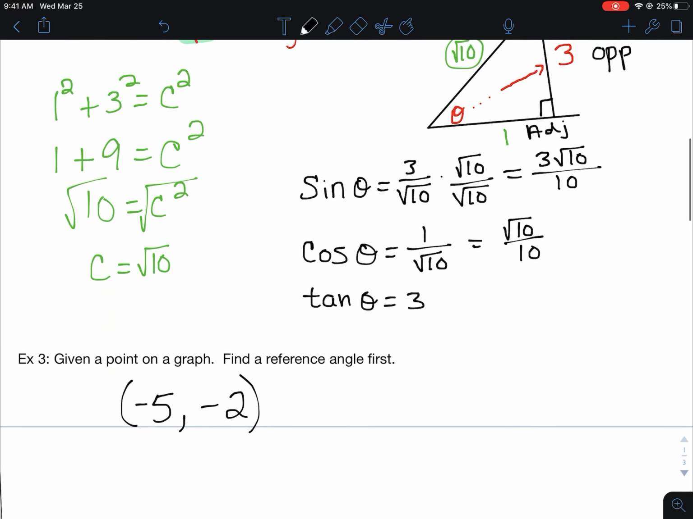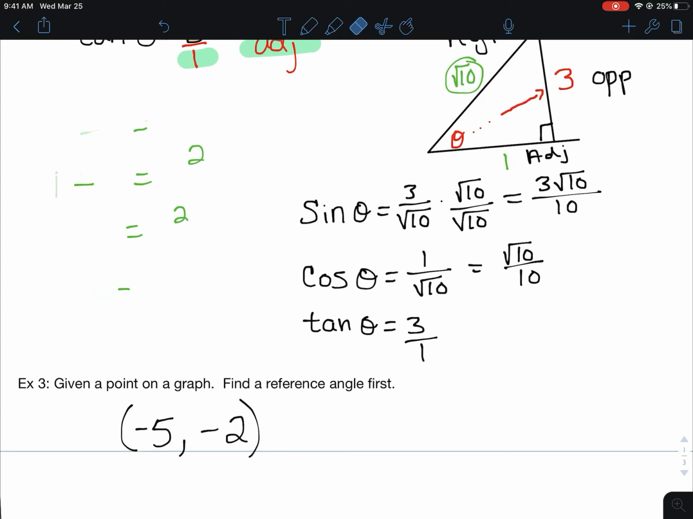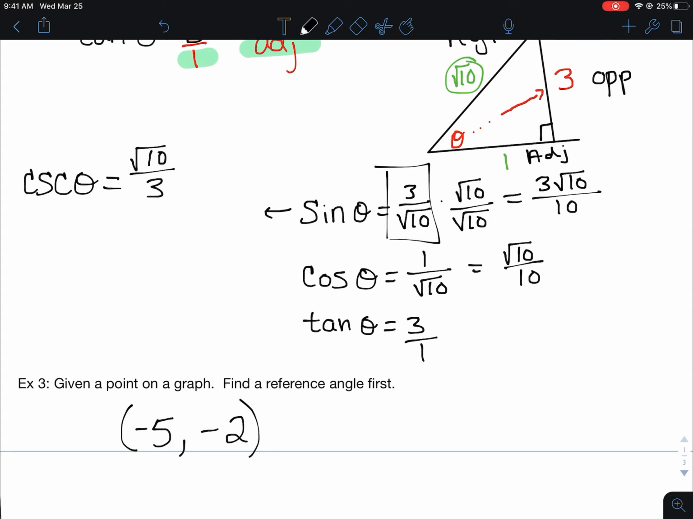And then to find the other 6, we're just taking the reciprocals, all right? So let me get rid of this really quick so I have some more space. So sine gives me cosecant. And I'm going to take the reciprocal from the very original one that I set up. So it's going to be the square root of 10 over 3. I don't have to rationalize because there's no radical in my denominator.